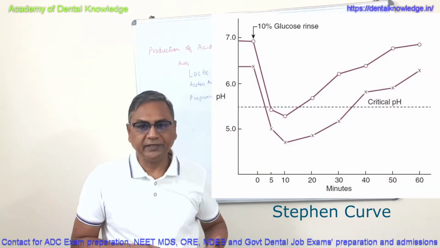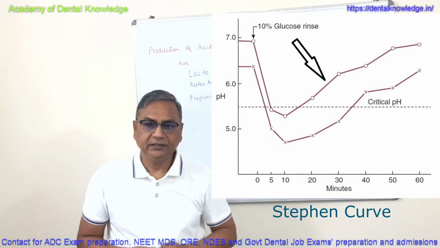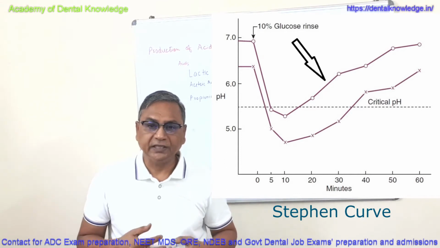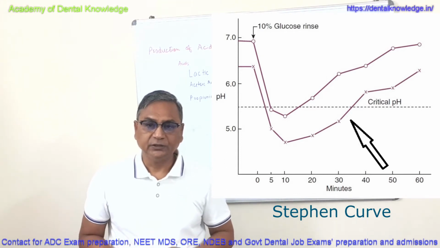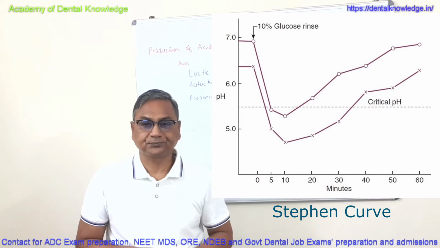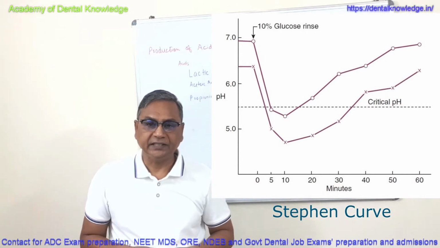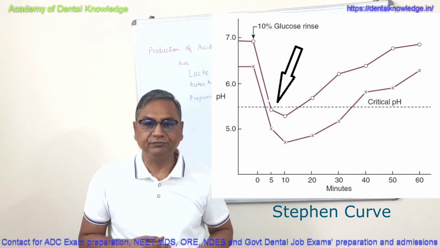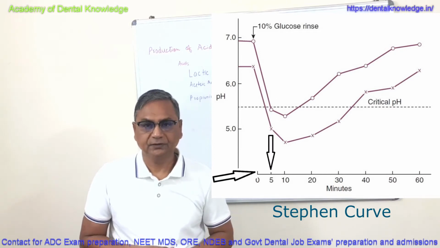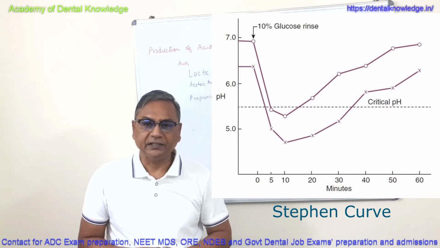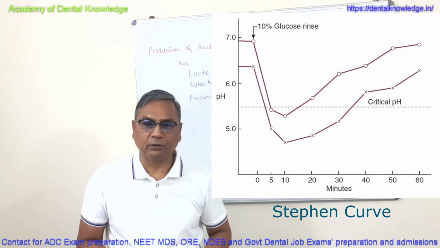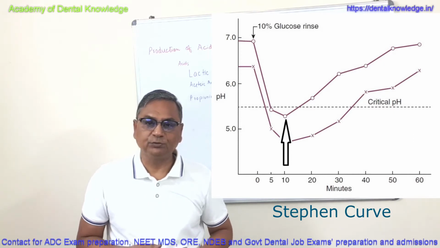In this graph, you are looking at two lines. The upper line is showing the changes in pH value after rinsing the mouth with 10% glucose solution in a normal healthy mouth, whereas the lower line shows changes in a mouth that already has caries. As you can see in the graph, the pH value is falling rapidly after glucose rinse, within a few minutes, which is 2 to 3. This fall in pH is more in the mouth with caries, and the pH is reaching up to 4.5 as compared to the normal mouth where the pH reaches up to 5.5.